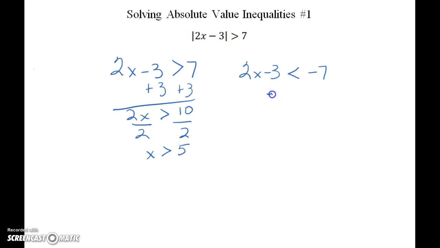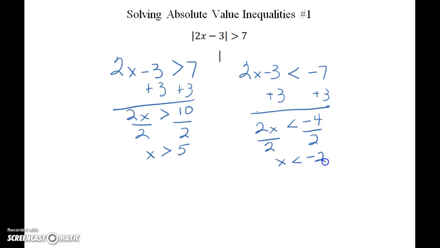We also do the same to the other inequality. So we're going to add 3 to both sides. So we have 2x is less than negative 4. Divide by 2. So x is less than negative 2.